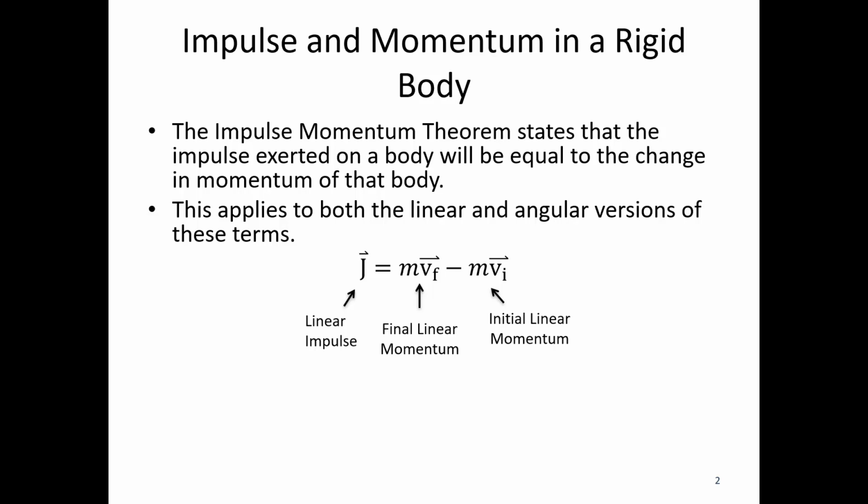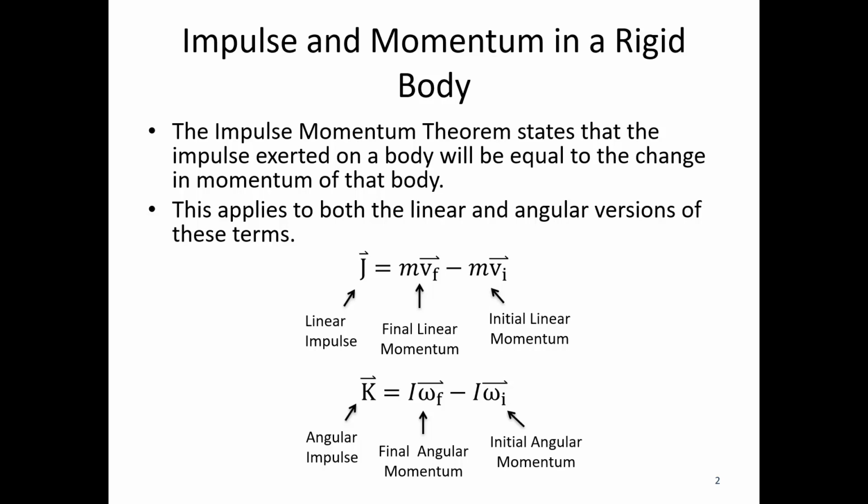So with rigid body systems, we also have to worry about angular impulse and momentum. And this is summed up in the equation K equals I omega final minus I omega initial. So this is the angular impulse, the final angular momentum, and the initial angular momentum in our system. So we have both of these terms at play, and both of these equations need to be satisfied in any system.